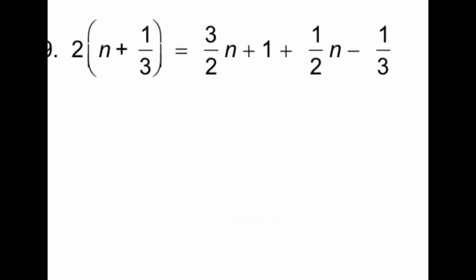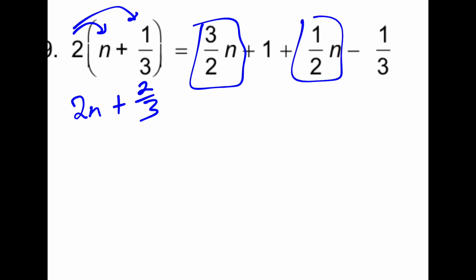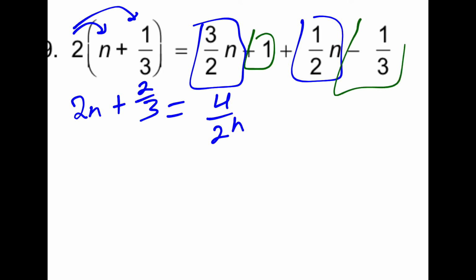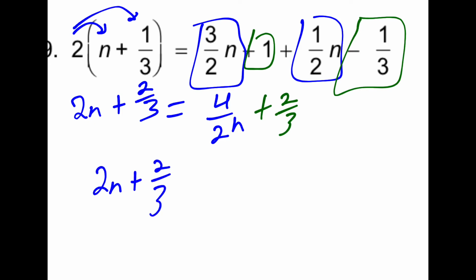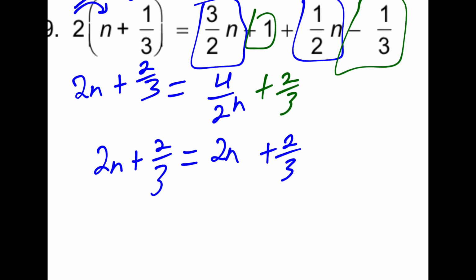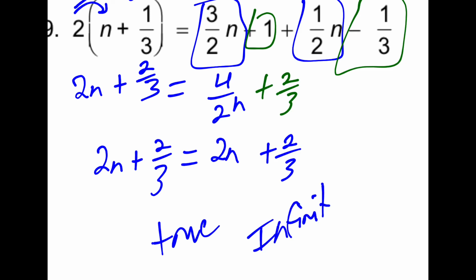Sometimes we get these really confusing looking problems like this one, where after we distribute, we have 2n plus 2/3. But if we combine like terms, where you have 3 over 2 and 1 over 2n, that's like 4 over 2n. And 1 minus 1/3, that's like 2/3. And notice what happens. 4 over 2 simplifies to 2n. Are these the exact same thing on both sides? This is true. And the answer is infinite solutions.